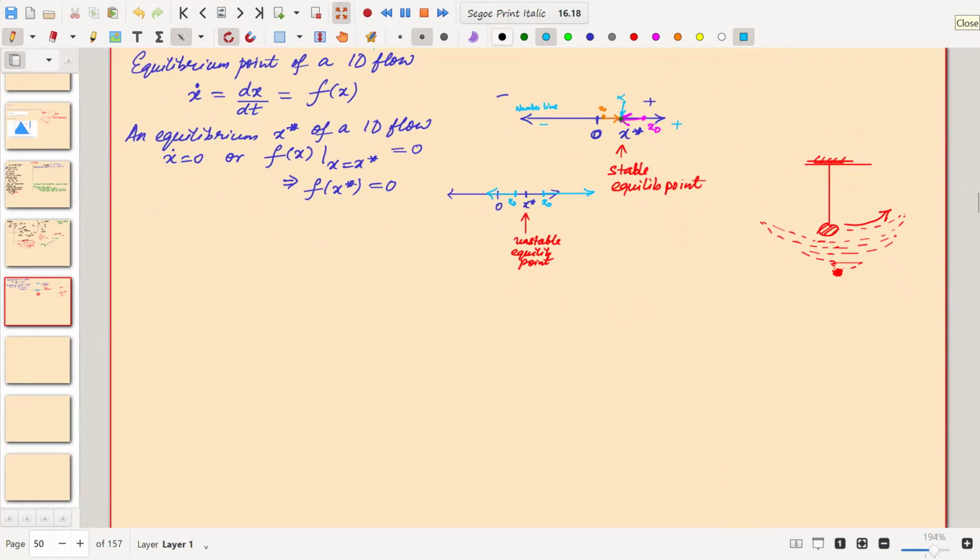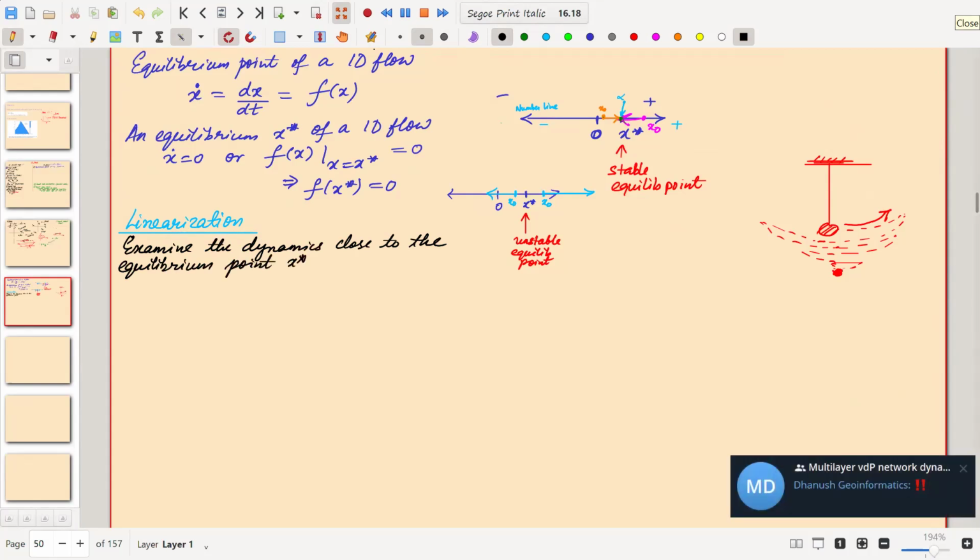So what is the idea? If you start from a perturbation and check the flow, it should come back, right? That's the idea, and we will use the same idea here. The topic is known as linearization. We use the linearization technique to achieve this. What we will do is examine the dynamics close to the equilibrium point x star.